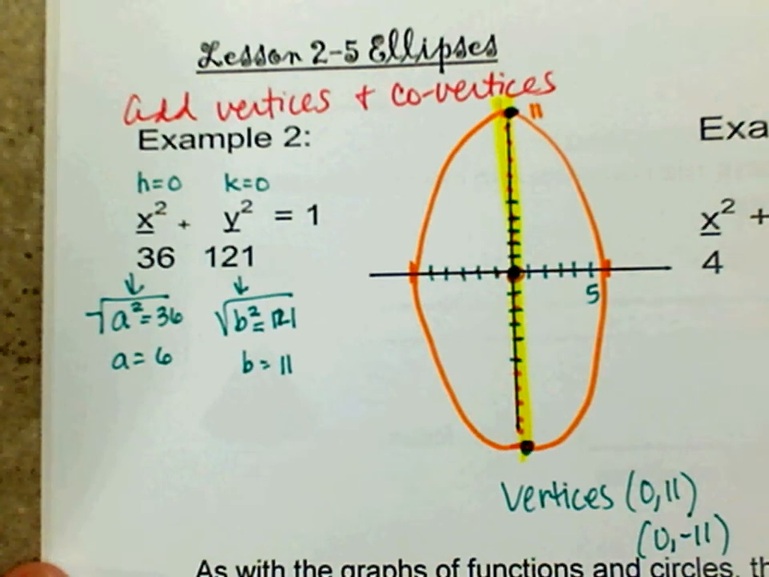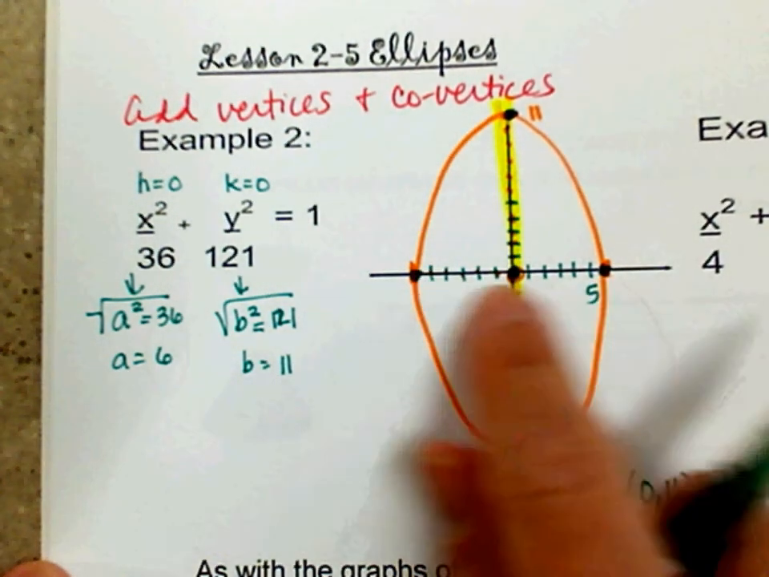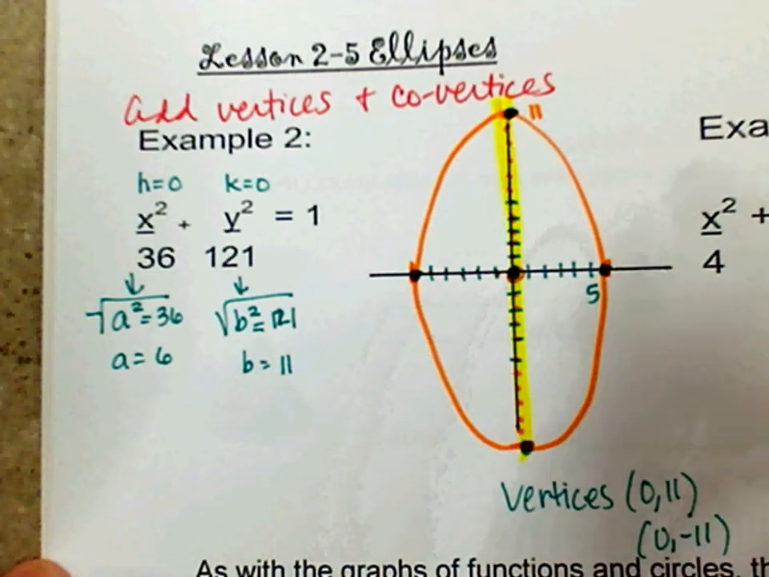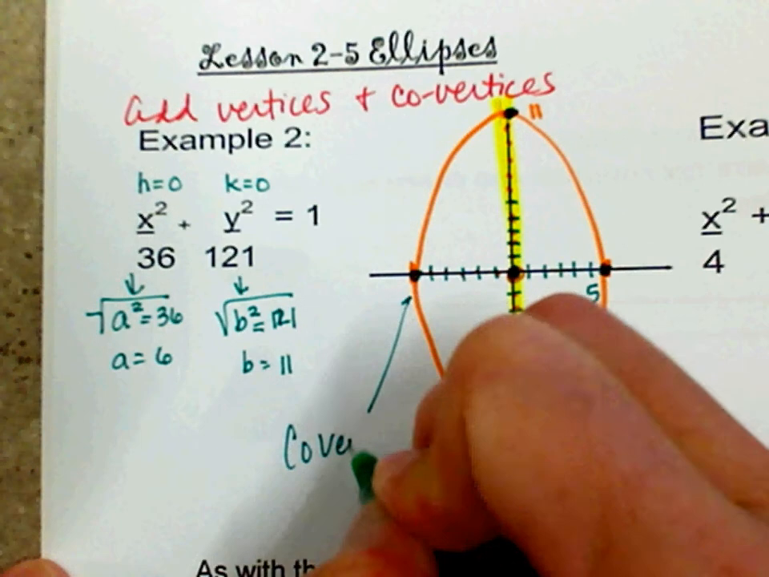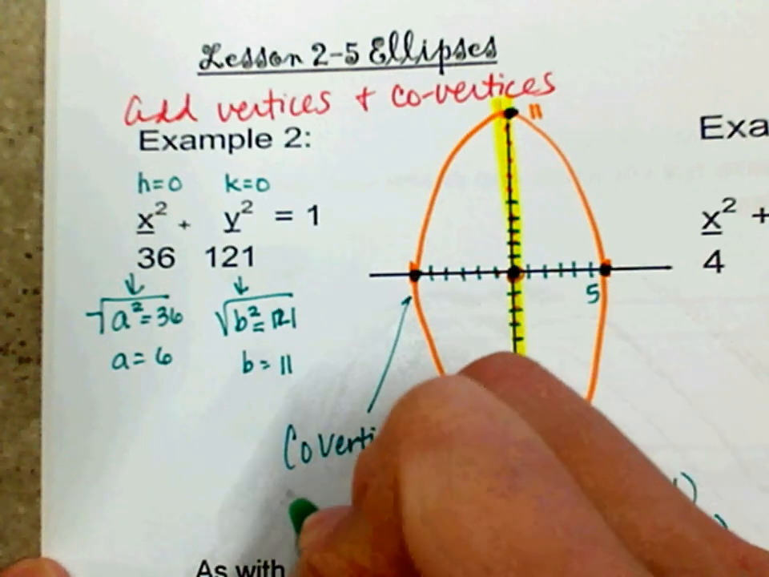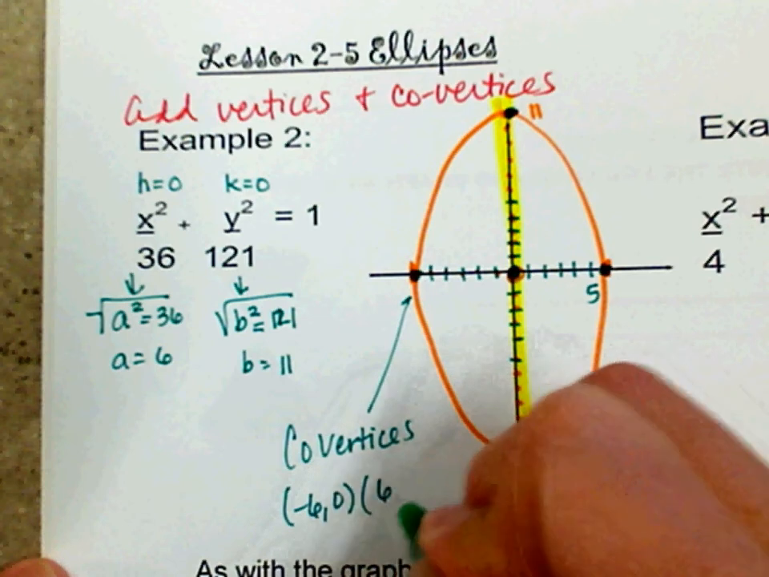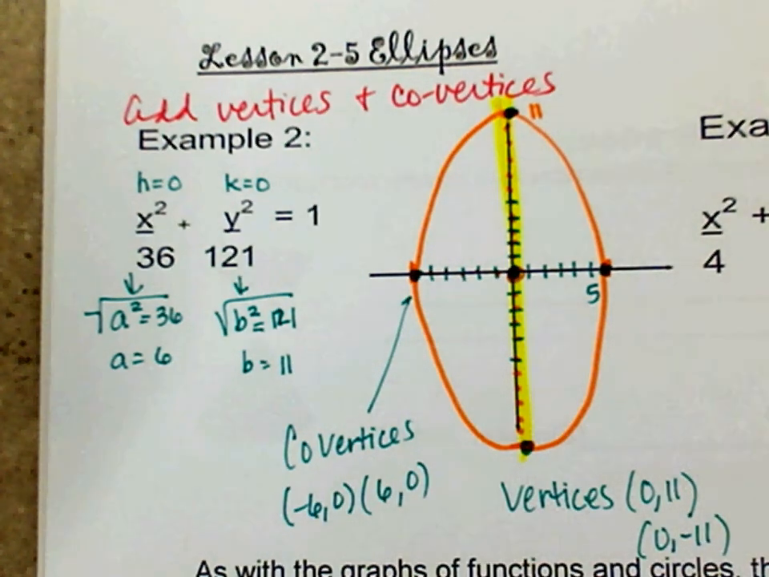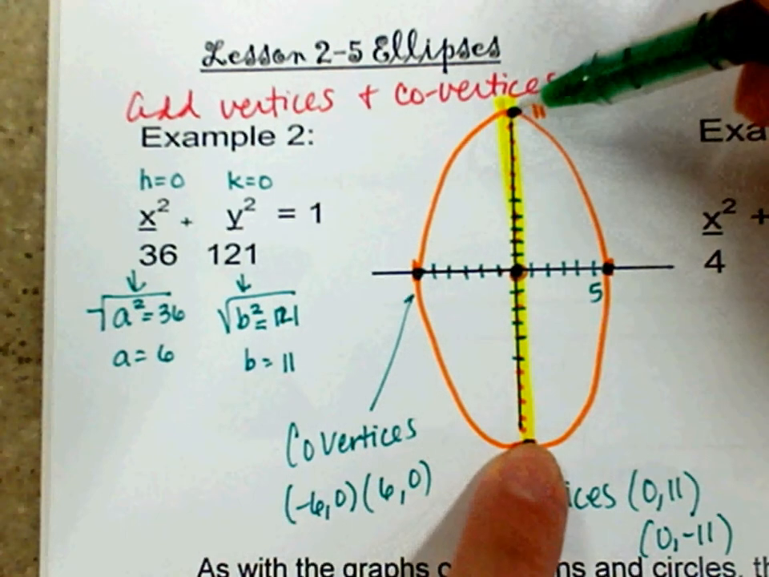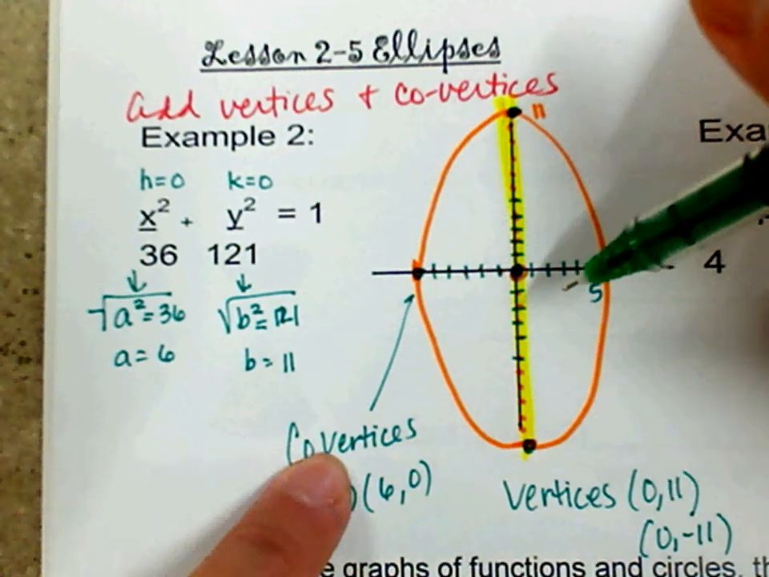Now, do you see the shorter one? The shorter length? That is called your co-vertices. And what are the points for your co-vertices? Negative 6, 0, and 6, 0. And it's just a point. So your vertices are like the furthest point from the center. Your co-vertices are the closest point to your center. Okay?